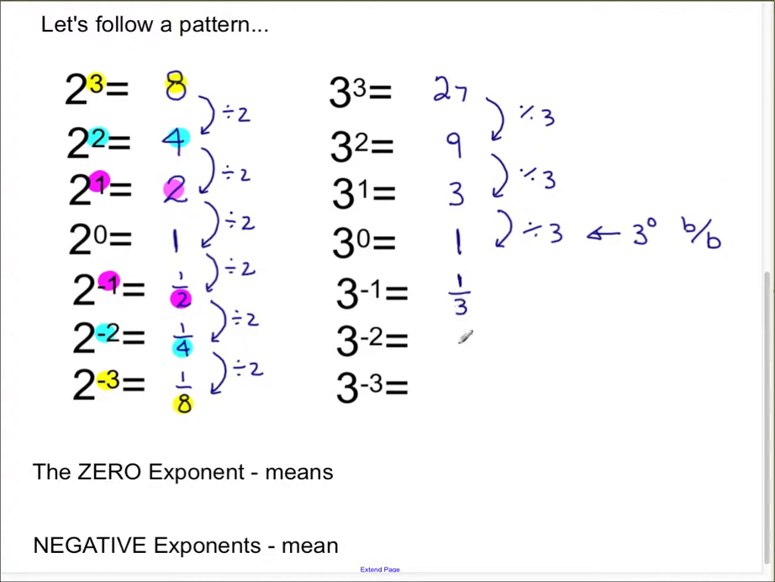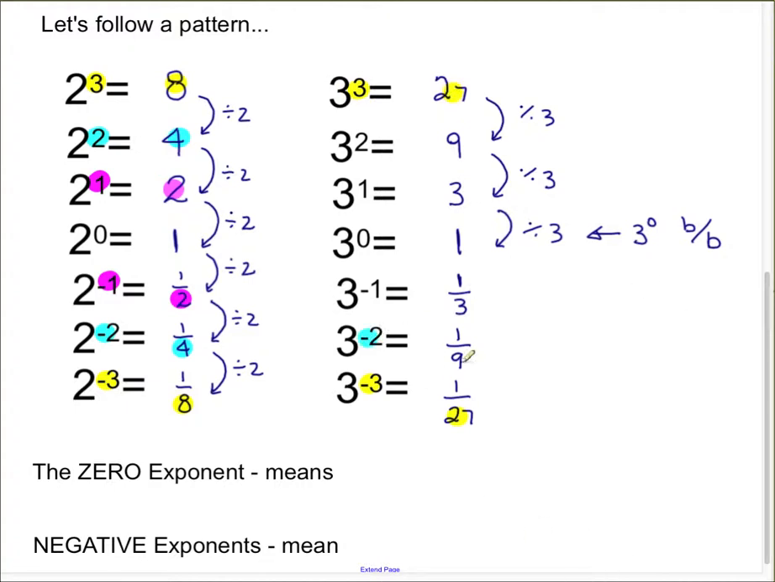If I take a third of 3, I get a ninth. If I take a third of a ninth, I get 1/27th. And you can see we've got that same pattern that we showed before. I'm going to take my handy dandy highlighter and say, look, when I had -3, I get 1/27. When I had +3, I got 27.